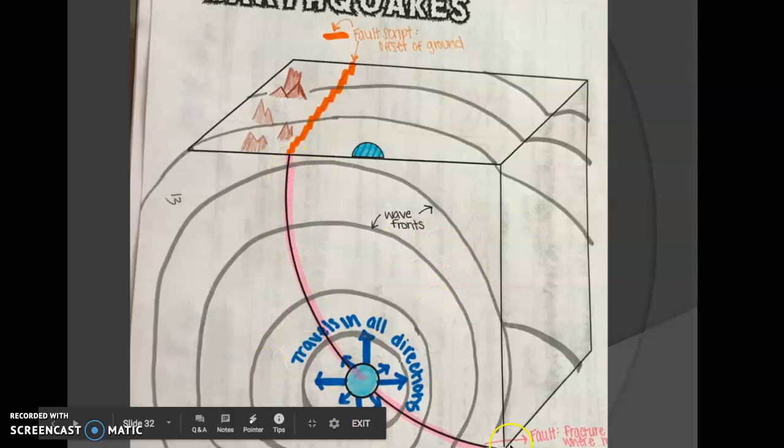Please indicate these lines on your notes. Do the circles. You can use the drawing feature and the circle feature, but this is expected to be on your notes when you turn them in.